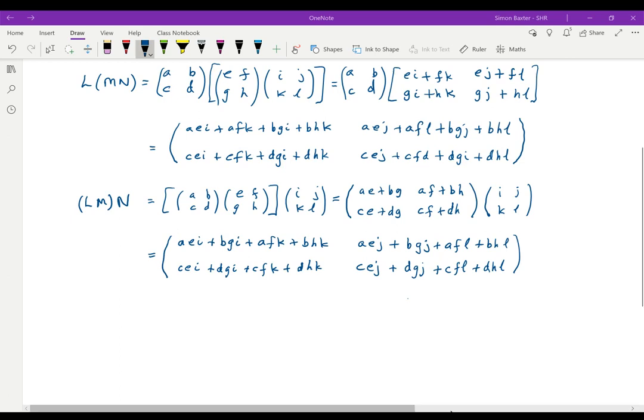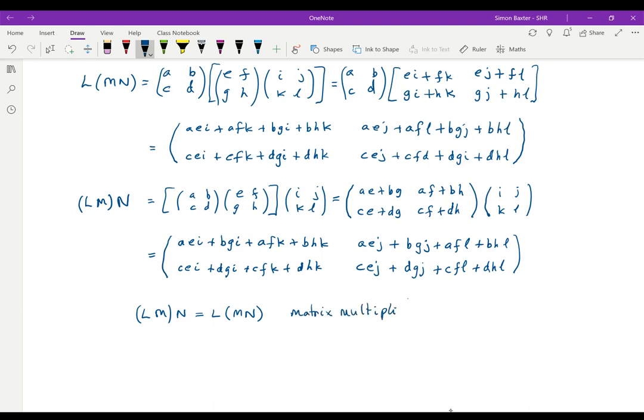And in this we can see that if we do LM first, it is exactly the same as doing MN first. And we say that matrix multiplication is associative. You don't need to know that word, but that is the mathematics that we have.